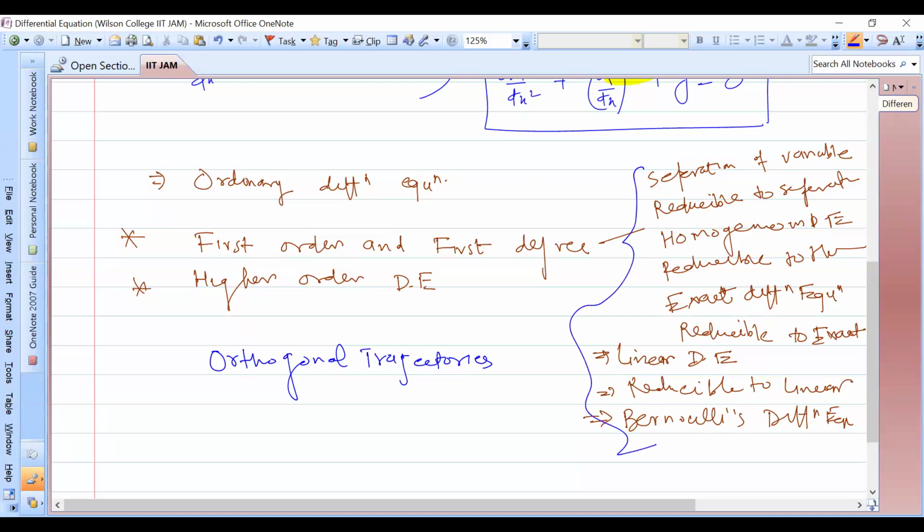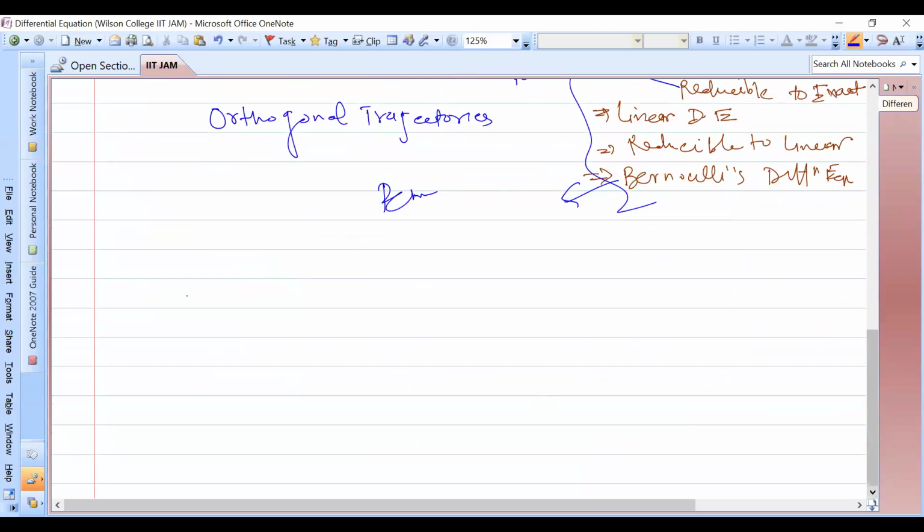Another thing, in the paper people always used to ask about problems based on integrating factors. Another thing, problems for Bernoulli's. Another thing we have, what is the initial value problem?